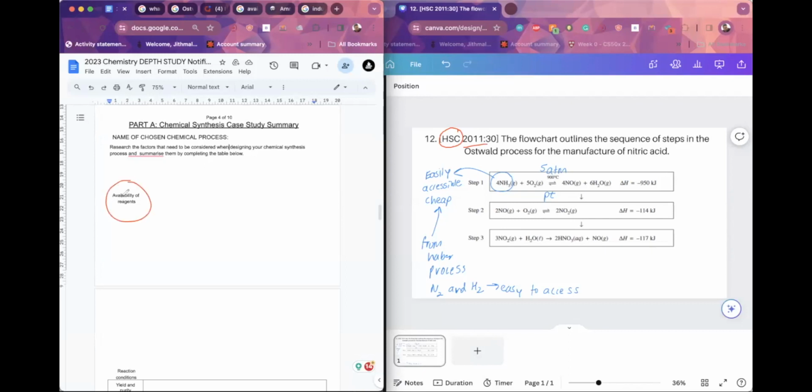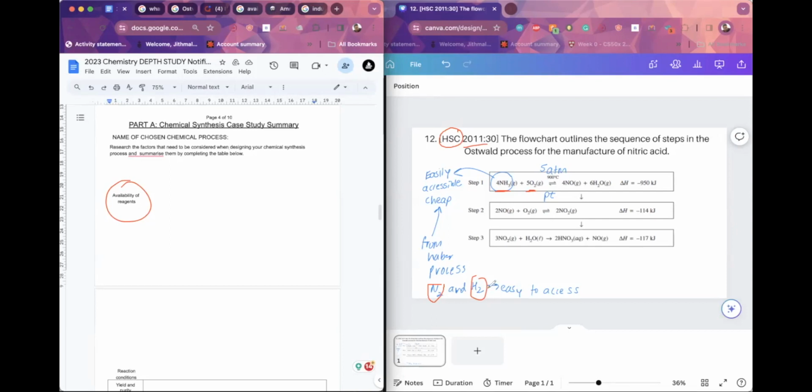So, the availability of reagents. We have two reagents in the first step, ammonia and oxygen. Ammonia is relatively available. Ammonia is found in many different places, and it is synthesized using the Haber process, which is a very cheap process where you combine nitrogen and hydrogen together. Everyone knows that 80% of all the air that we breathe is nitrogen.